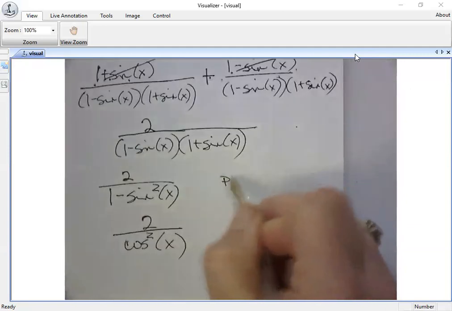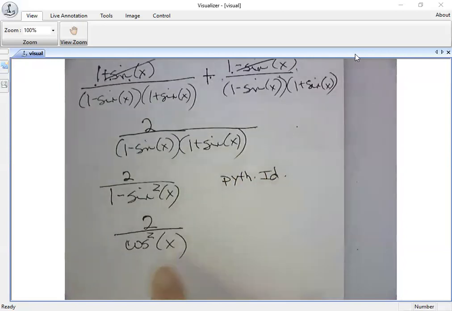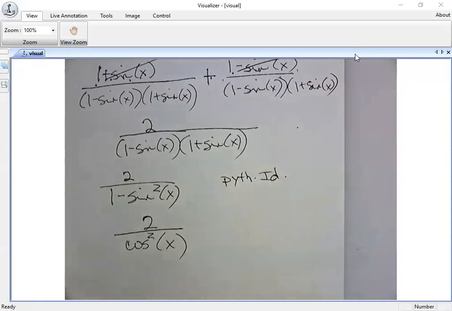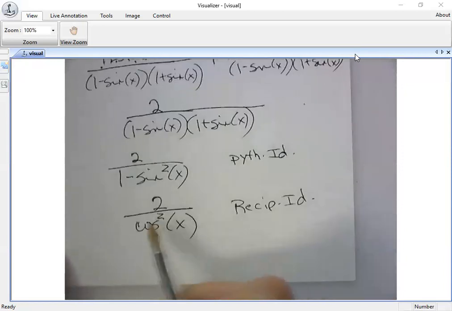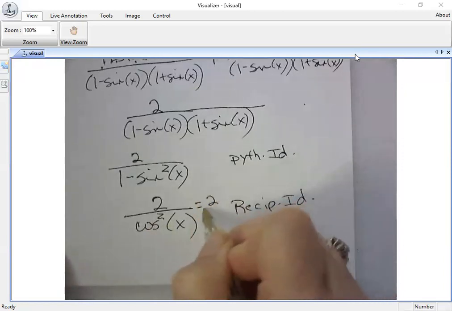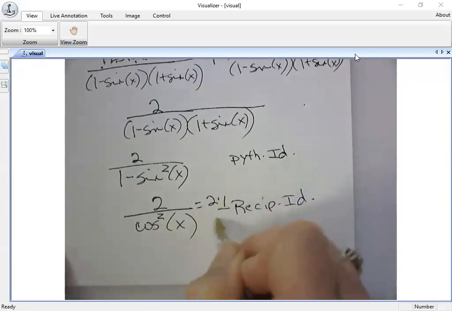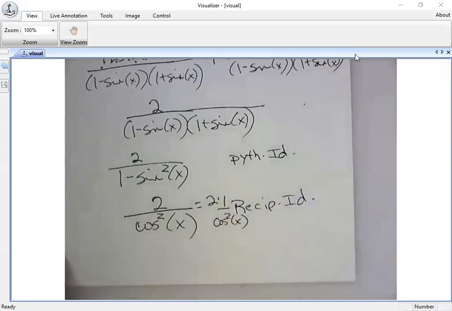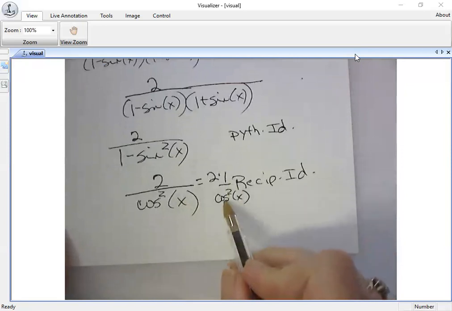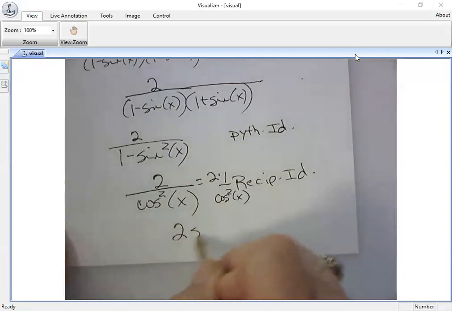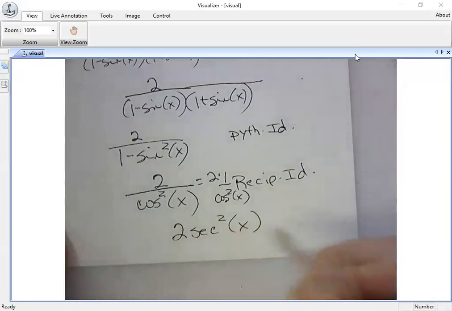Because on this one, we said we used a Pythagorean identity. What do we need to use here? A reciprocal. We need a reciprocal identity because we could think of this as 2 times 1 over cosine squared of x, right? And the 1 over cosine squared of x is the same as what? What's the reciprocal of cosine? 1 over... Secant. This is the same thing as 2 times the secant squared of angle x, which is where we were trying to go. We just got the left side to equal the right.